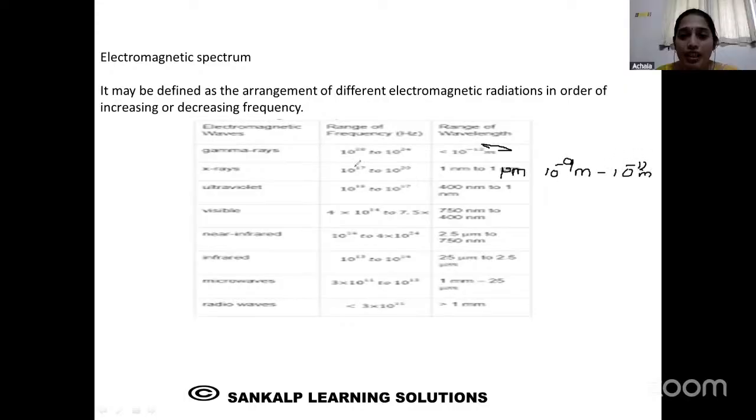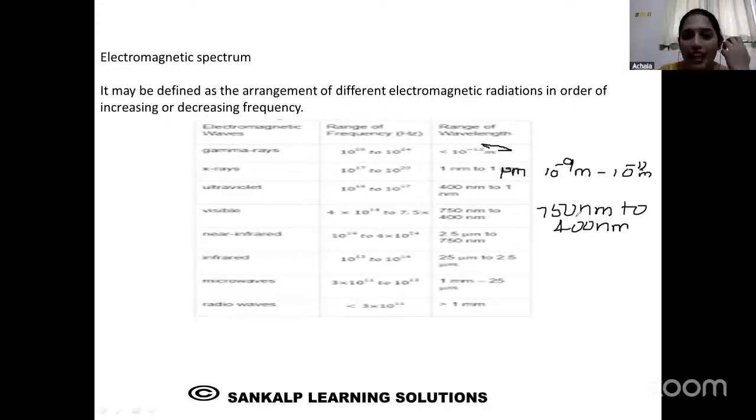Then ultraviolet rays, these are having 400 nanometer to 1 nanometer range. And visible, this one is important for us, it is 750 nanometer to 400 nanometer. What is this visible light, that is visible to our eyes? They are called as visible rays.